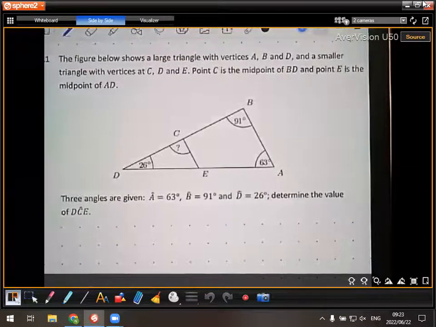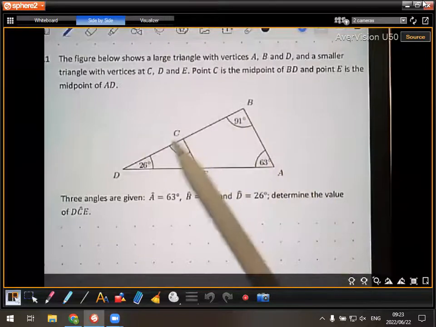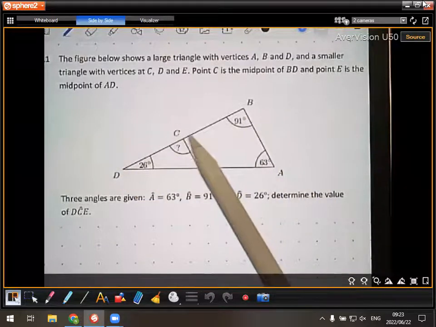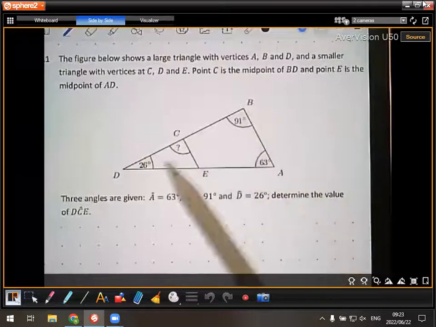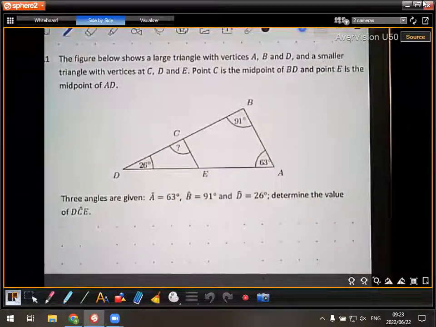All right, guys, do we notice that X-shaped thing? We have an X-shape there, right? Remember, this is very important. If you have parallel lines, so if CE is parallel to AB, then angle DCE is going to be equal to 91. Is it given that these two are parallel though? No. What is given, guys?